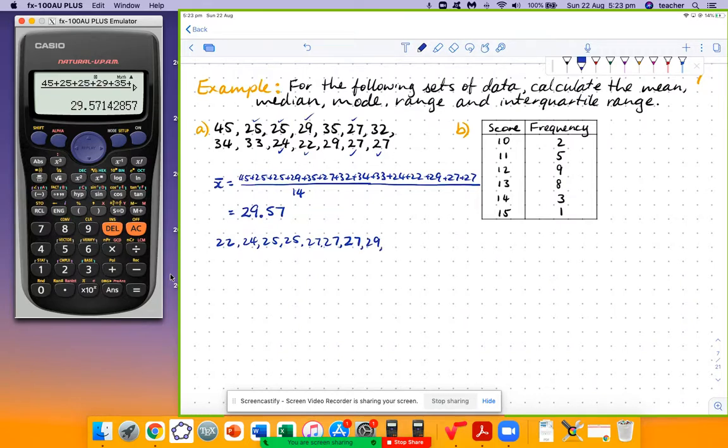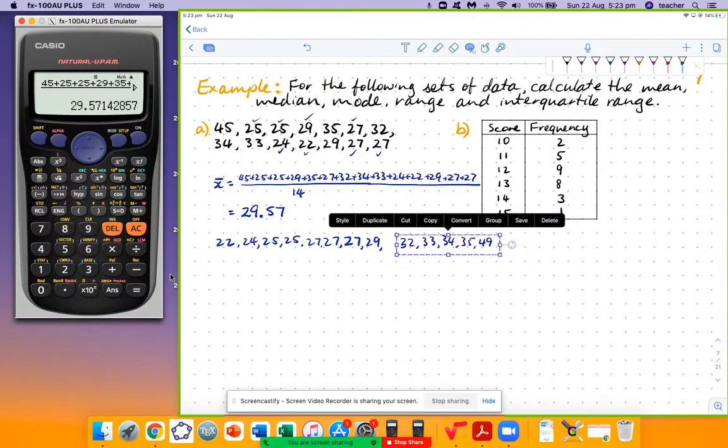We've got 32, 33, 34, 35, and 49. Oh, I missed a 29. Let me just squeeze that back in there too. So you can see it's not very fun.